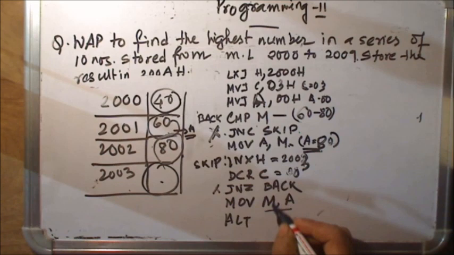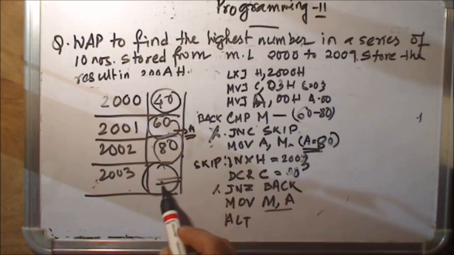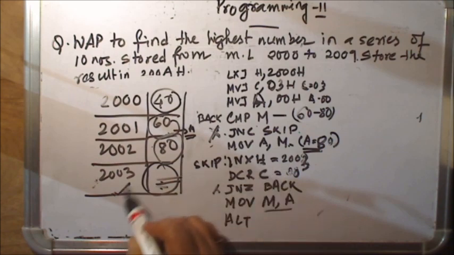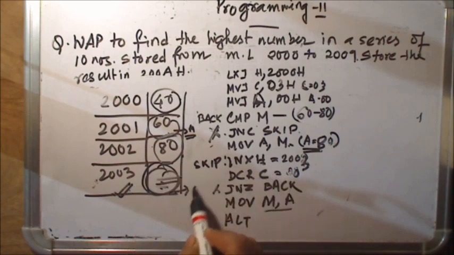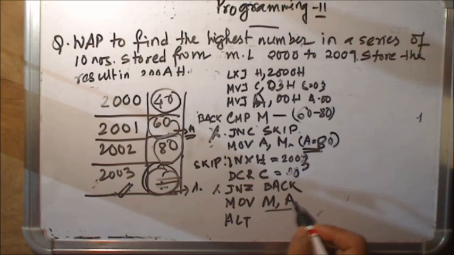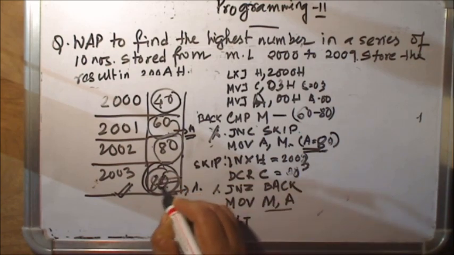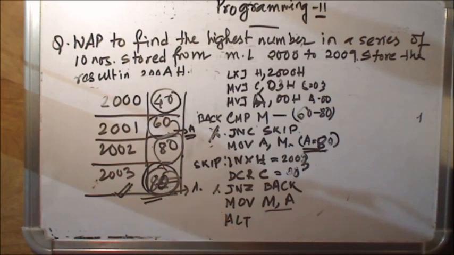Then move M, which is our new M, the location pointed by 2003. Our memory location is already at 2003, so this will be our M. We will move the content of A, which is 80, to the 2003 memory location. So this memory location will hold the highest number.